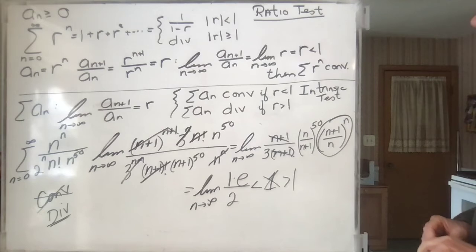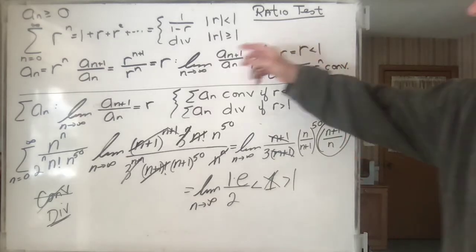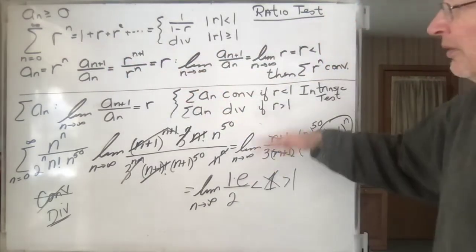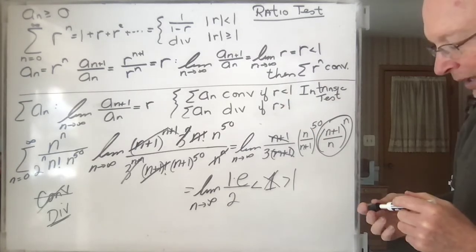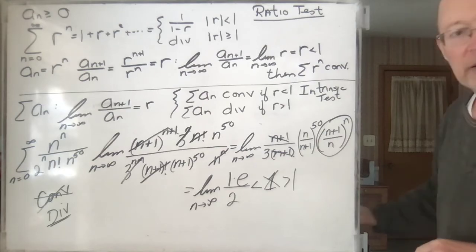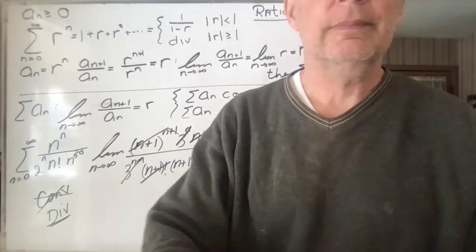So that's the ratio test, and in the next video we're going to see another way of generalizing from the geometric series. It's called the root test. It's the same sort of thing. These are two very cool intrinsic tests. Very good. See you next time.